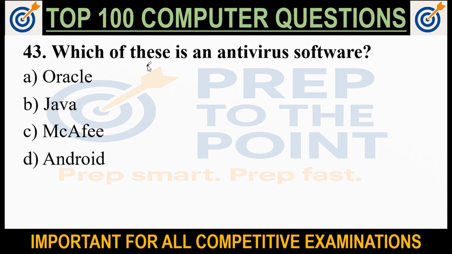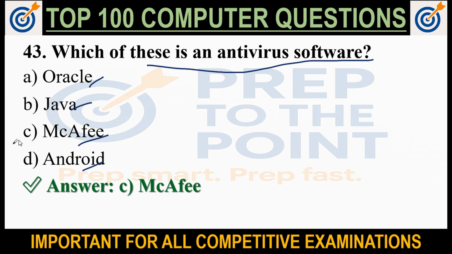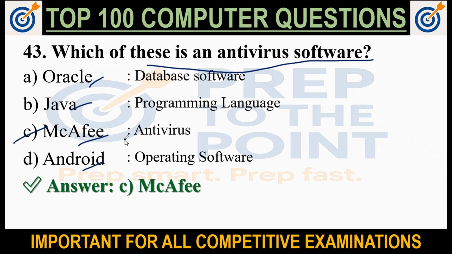Which of these is an antivirus software? Oracle, Java, McAfee, or Android? The right answer is McAfee. McAfee is an antivirus software, while Oracle is a database, Java is programming language, and Android is operating software for mobile.